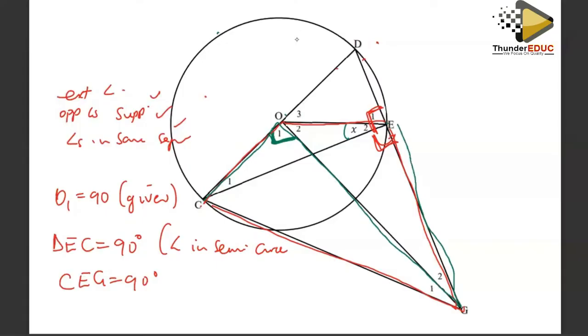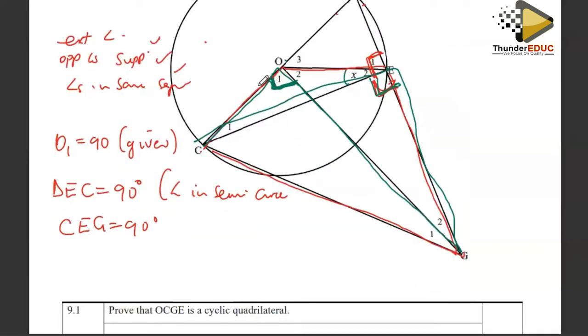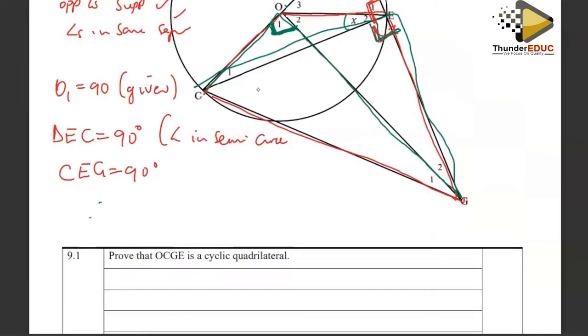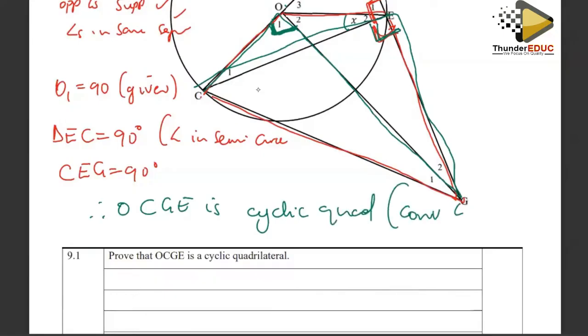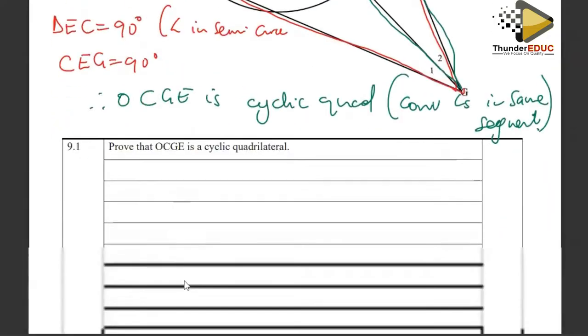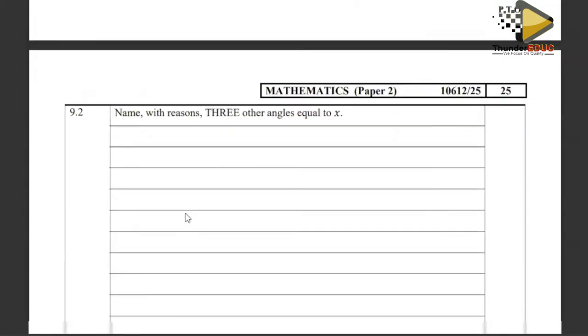The bow tie is already out. So this is a 90, that is a 90. So that is enough to prove that the shape is a cyclic quad. So therefore, OCGE is a cyclic quad. Reason, we're going to say the converse of angles in the same segment. Okay, so that is how we would get those 3 marks.